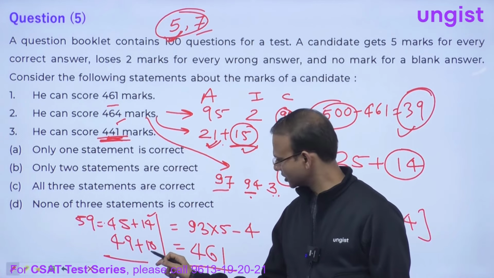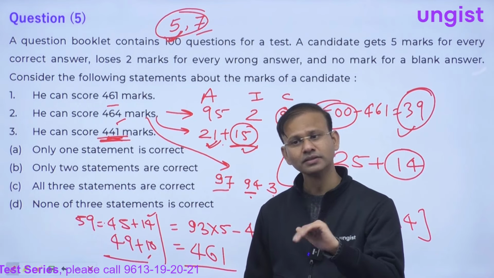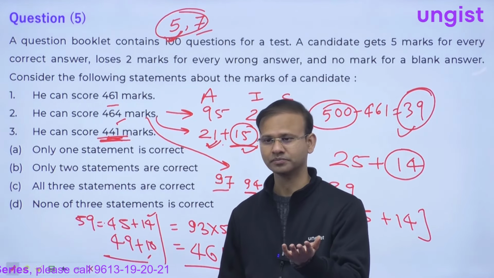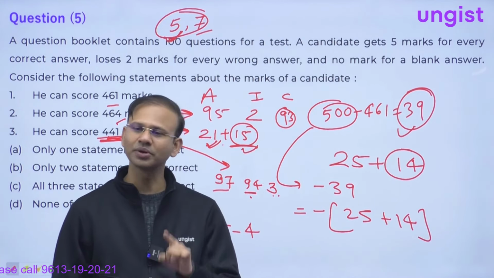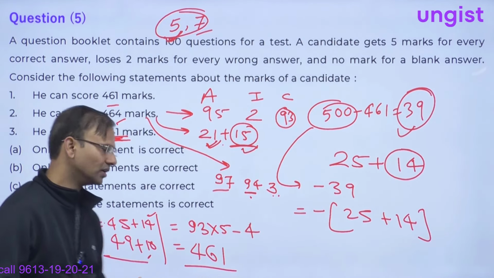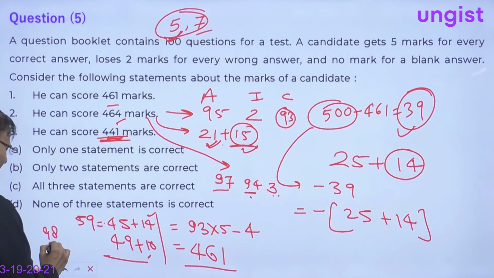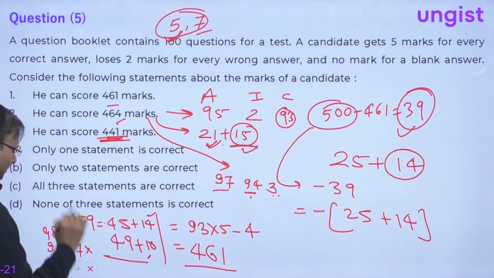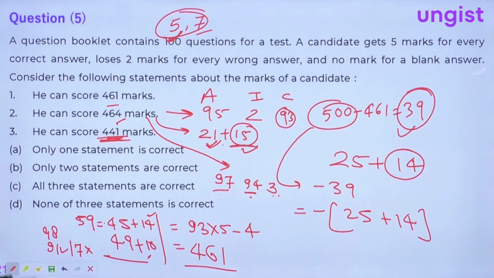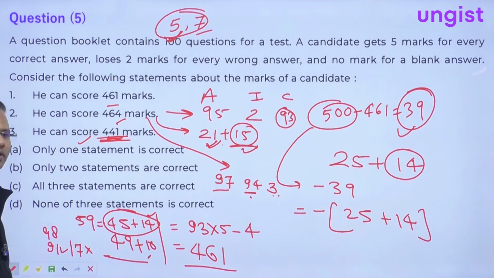What should be the combination for this score first? Two unattempted and seven incorrect, right? So 98 attempted, out of that 7 are incorrect, so 91 correct. So 98 attempts, 91 are correct and 7 are incorrect. Okay, then these many marks are possible. And what about this, guys?